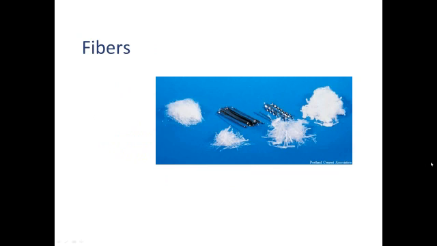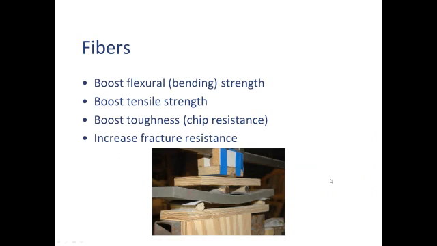Now, fibers are technically not admixtures, but because we do add them to the concrete to improve the concrete, and because they're used so widely, and there's a lot of misunderstanding about them, I felt it's important to talk about them. The reason we use them, concrete countertop people use them, is that we want to boost our flexural or bending strength. We're going to get a little bit better tensile strength because of it. Depending on the fiber, we can get better chip resistance, that's called toughness, and fracture resistance.